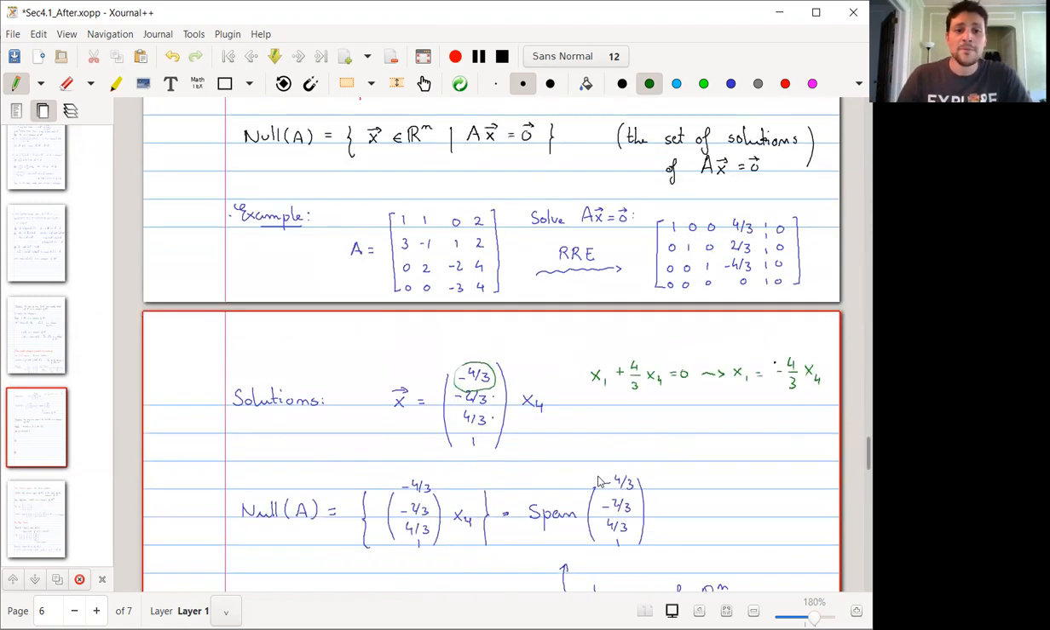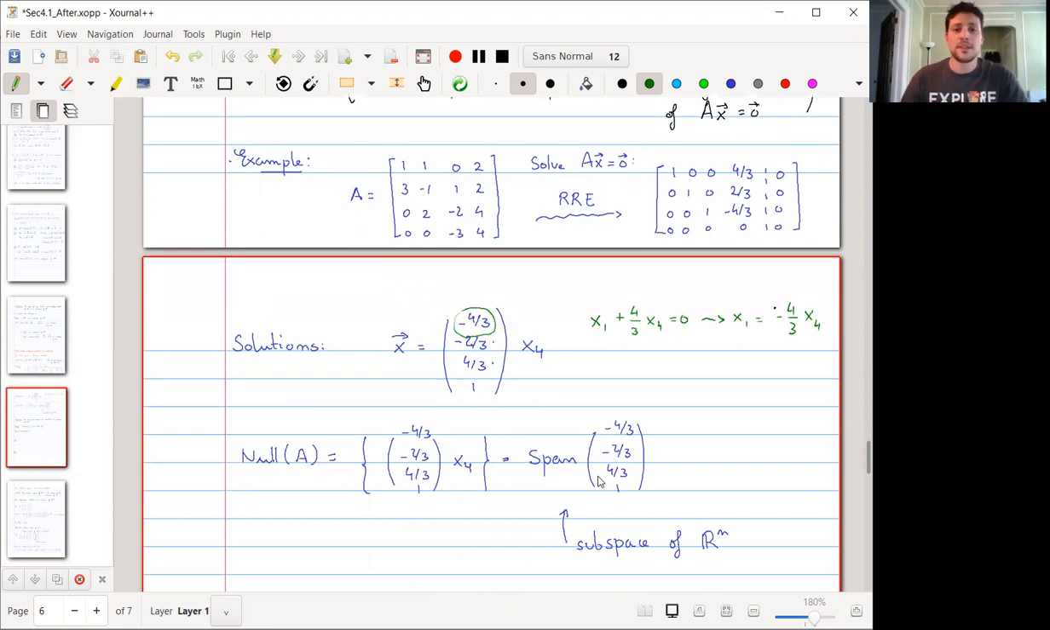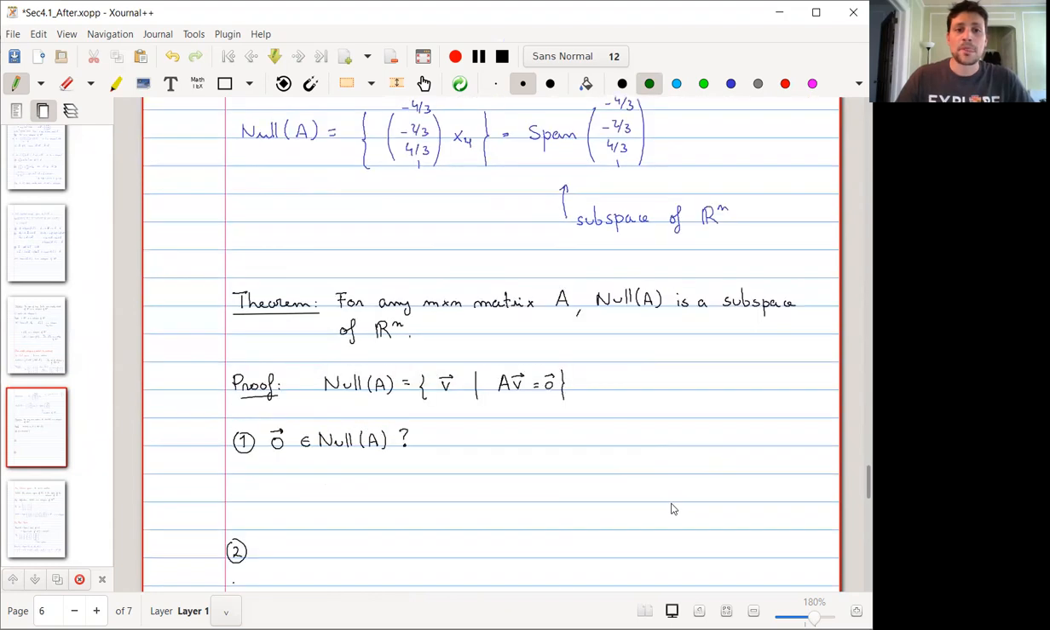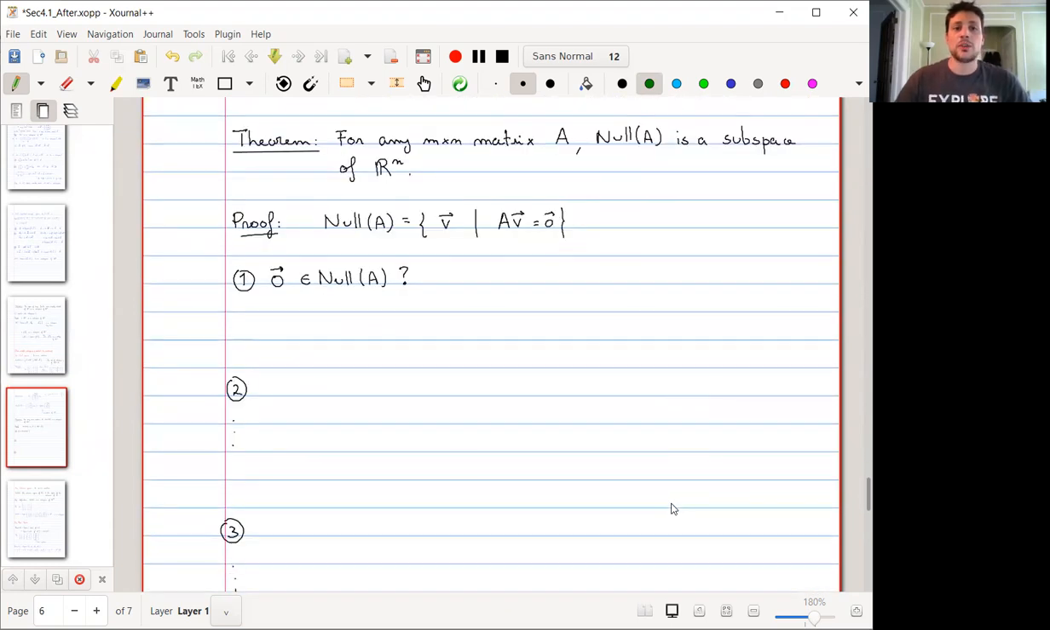The null space of the matrix A is the span of this vector that we found here in the solution. In fact, all of the solutions are multiples of that vector, and the span of the vector equivalently is the set of solutions to the homogeneous linear system. It is a subspace of Rn because spans are subspaces, and this is the span of a given vector. We can also check directly that the null space is a subspace of Rn using its definition.